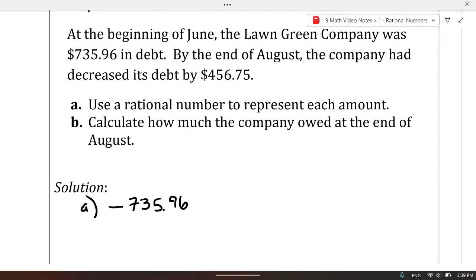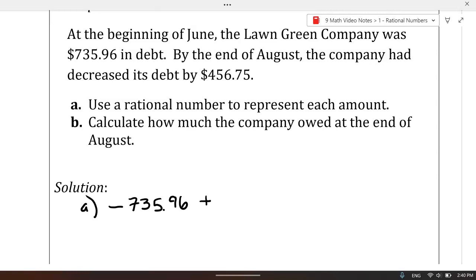And when we decrease our debt, that means we're actually adding money. So if I owe my sibling $12 and I decrease my debt by $4, that means that I'm paying back my sibling $4. So that means that I would add. We can say decrease the debt, so I can go minus minus, but we know that just results in a positive.